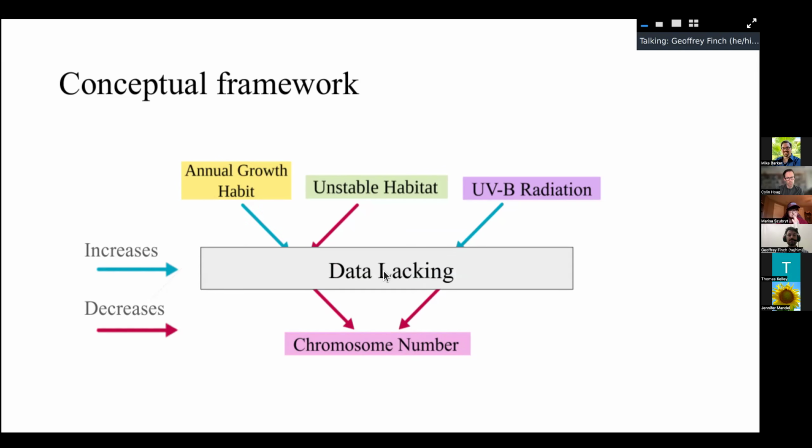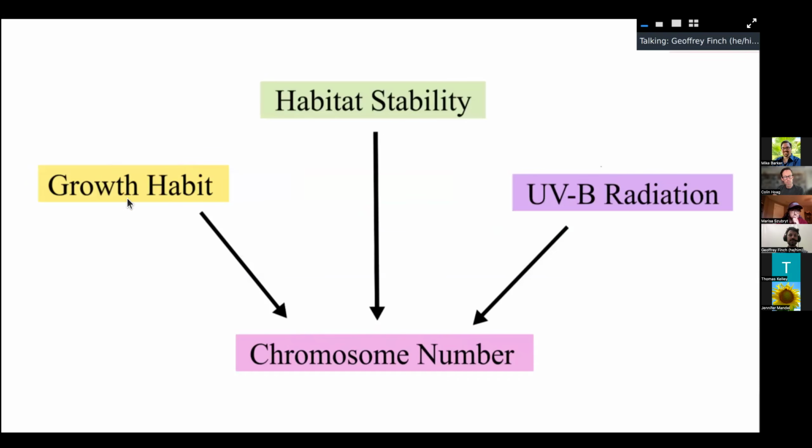But we don't have direct data on rates of recombination in all these taxa or branch-specific rates of descending disploidy. So we have to skip that middle tier and just directly test for effects of growth habit, habitat stability, and UVB radiation on chromosome number, while also accounting for the interrelationships between those variables. Right.